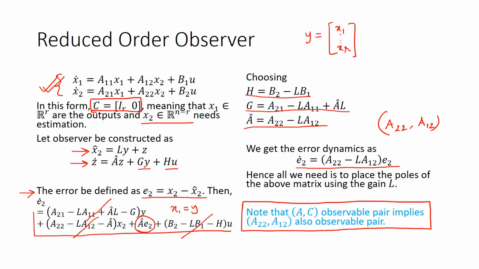So in this sort of system representation, where x1 is basically the output, that A22, A12 will form an observable pair. That means you will be able to design the L. So with this, the lecture on observers is complete for the purpose of this course.